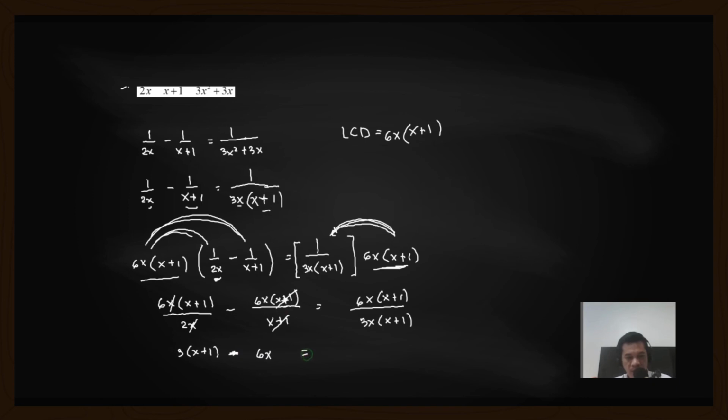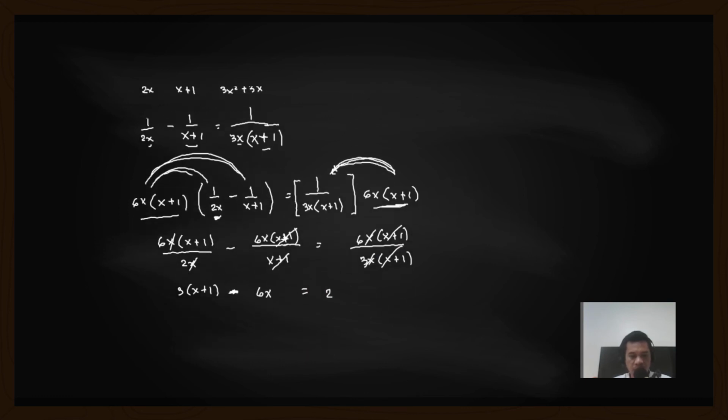And then, is equal to, cancel, cancel. Cancel yung x, common. And then, 6 divided by 3, that is 2. Okay? So, we have now the result. And it is non-fractional form. Okay? So, simplify.